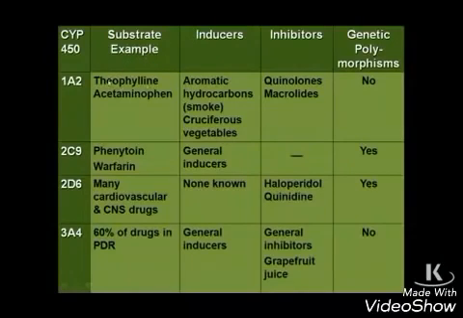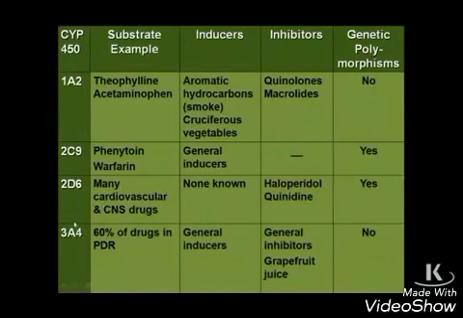Now, when I say don't try to memorize substrate examples, some of these you think would be pretty easy because it's not hard to memorize, say, 2 drugs in this particular section. But if you go down here to the 2D6 family, notice it says many cardiovascular and CNS drugs. Well, how many drugs are in that particular box? And the answer to that is a lot.